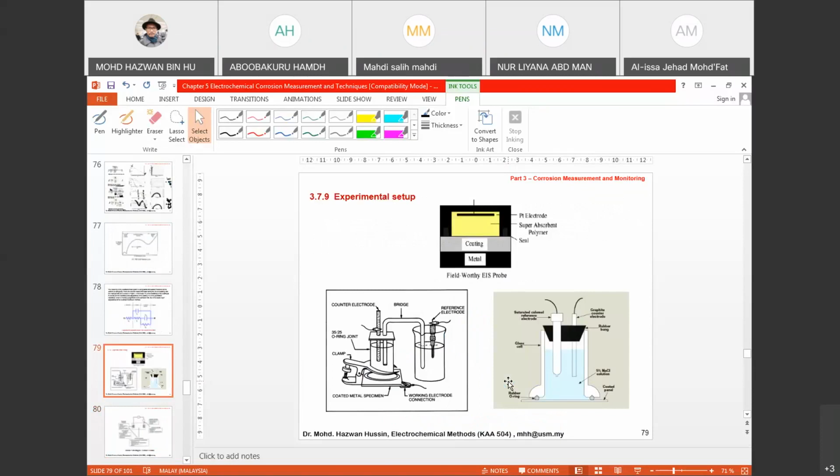You will have a three-electrode system. In this example, the working electrode is placed at the bottom, and the reference and counter electrodes are put on top. Same for here.